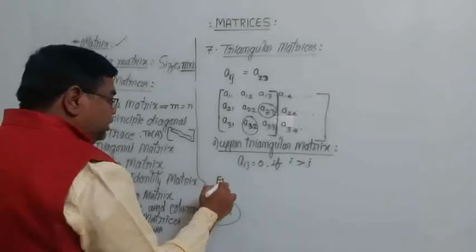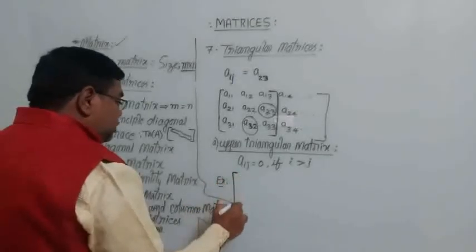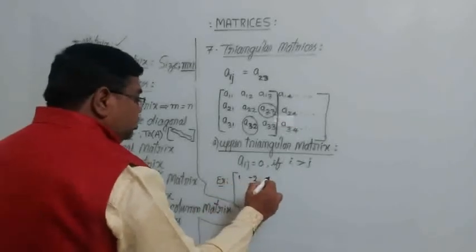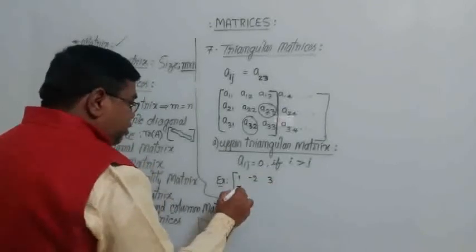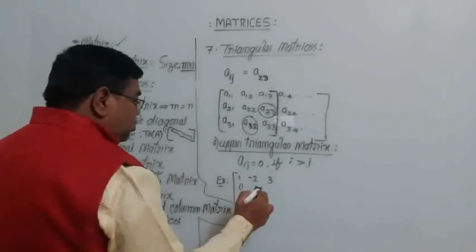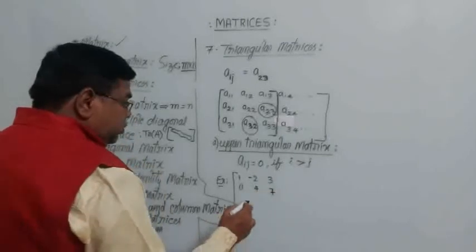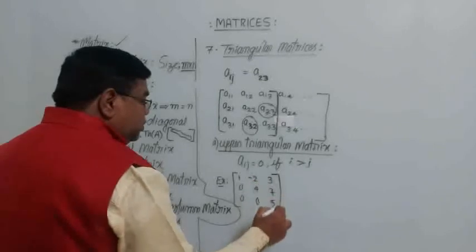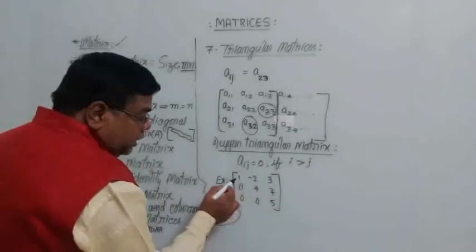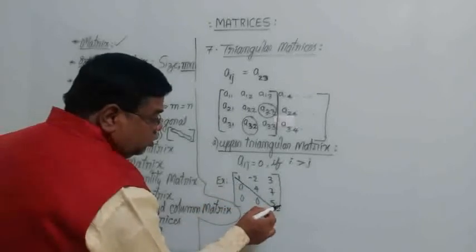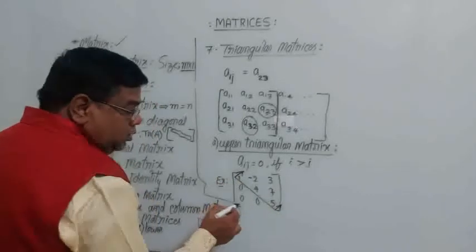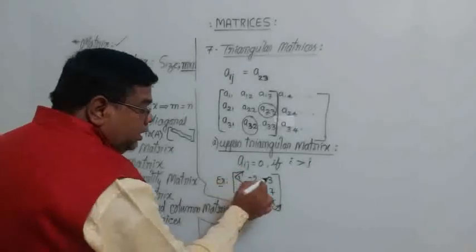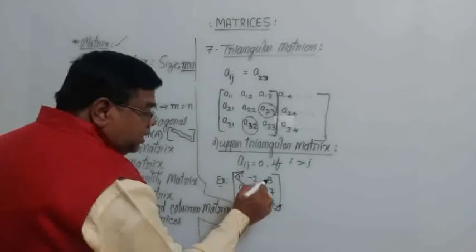Observe the example, and you can understand very clearly. Suppose we have 1, -2, 3, then 0, 4, 7, then 0, 0, 5. Now see here, including the diagonal, these elements are zeros, where i is greater than j. So this is called triangular, and it is called upper triangular.